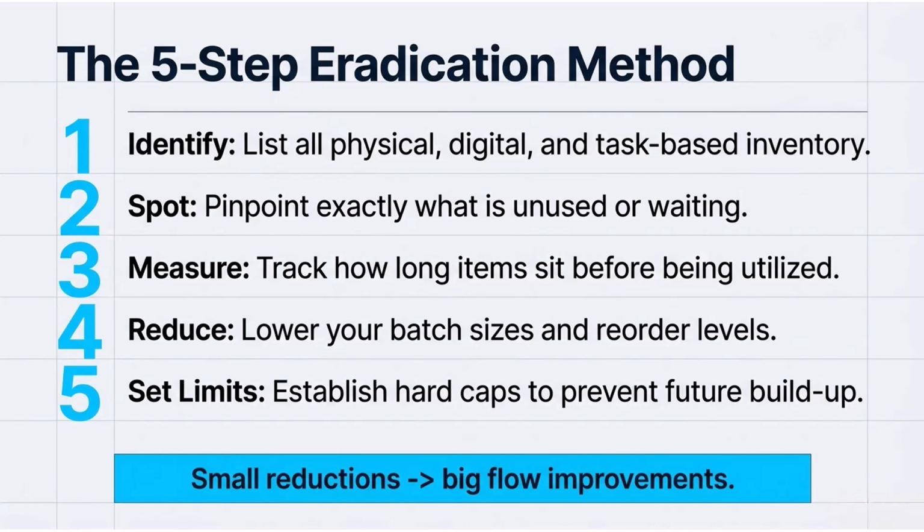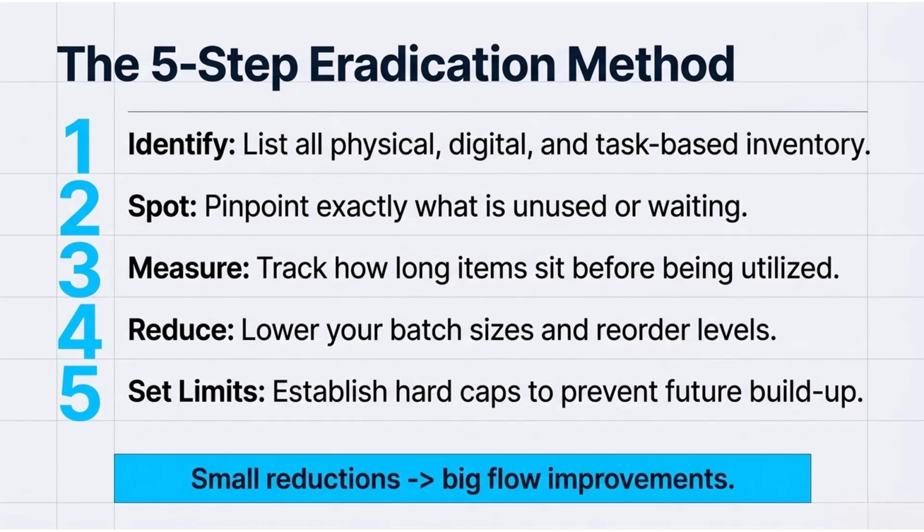In relation to that is the measure phase. Track how long items are sitting before they get used. This is the number that makes that problem really real. When you know that your average support ticket sits for 18 days before it gets resolved, or that a particular line of stock sits on the shelf for 4 months before it sells, you've got something you can start acting on. Then we have step 4, which is reduce, where you lower your batch sizes and reorder levels for physical stock.